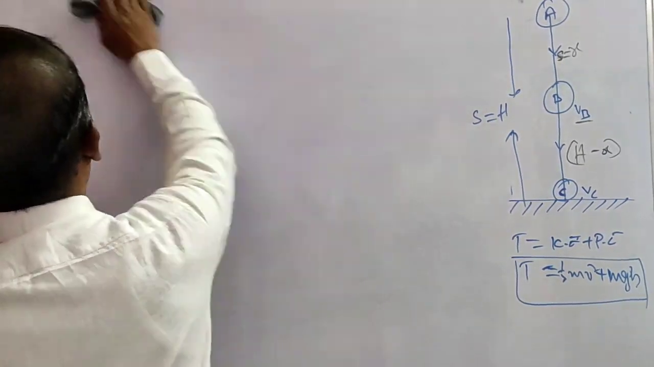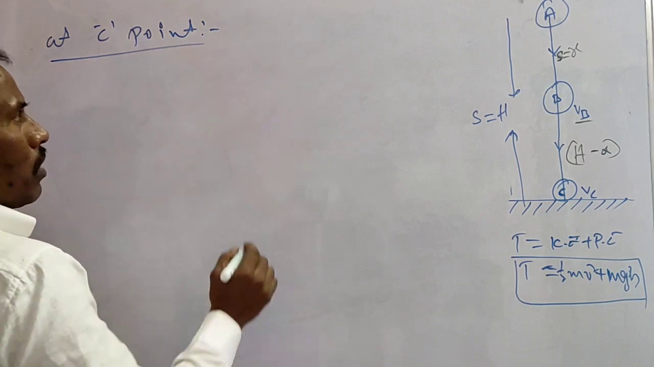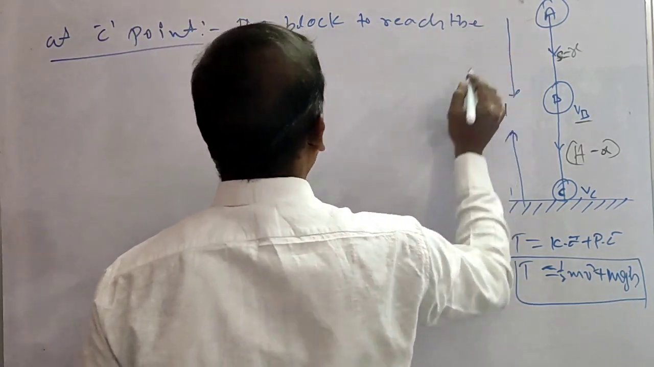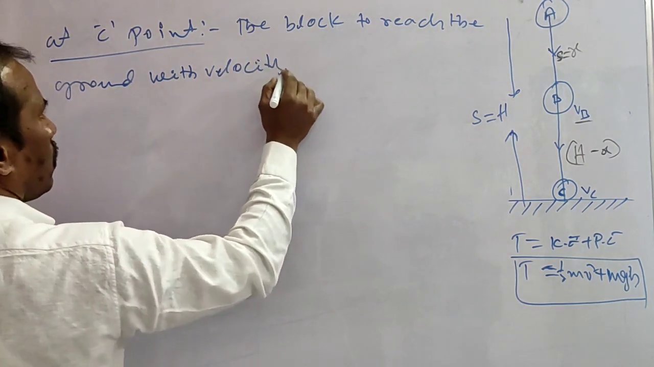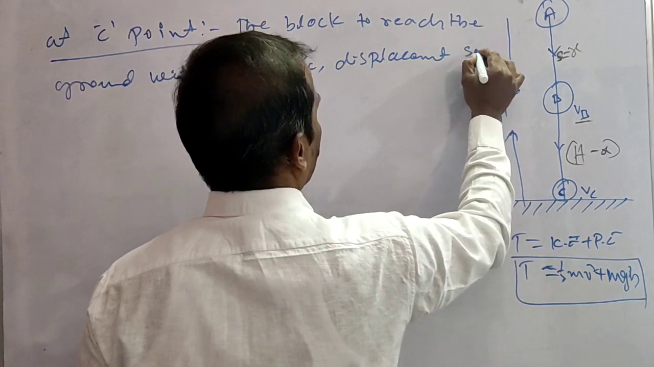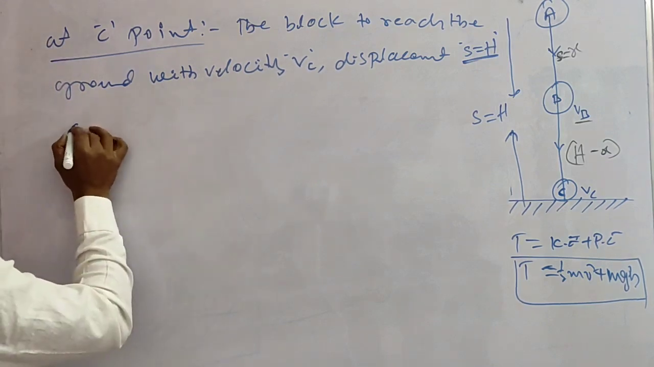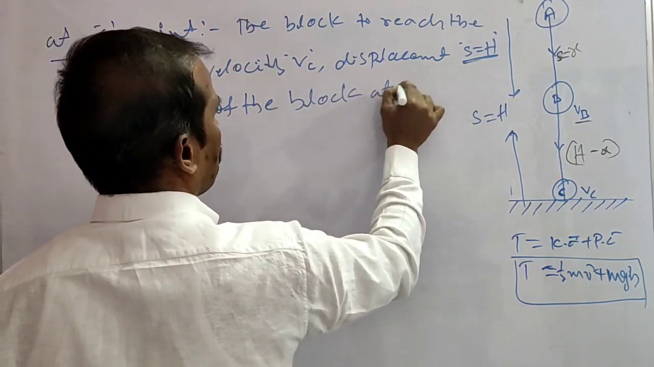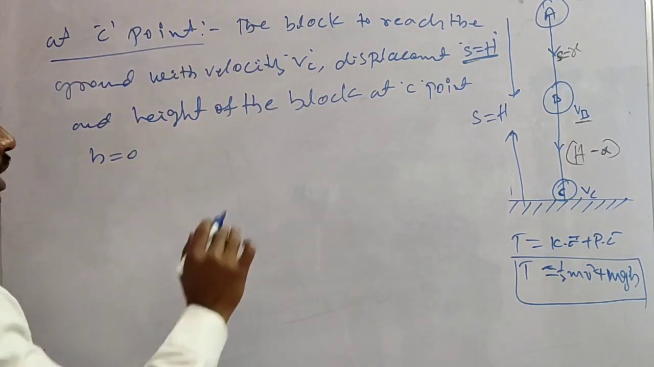Last point, at C point, the block reaches the ground with velocity vc. The displacement s is equal to h, and the height of the block at C point is h equal to 0.